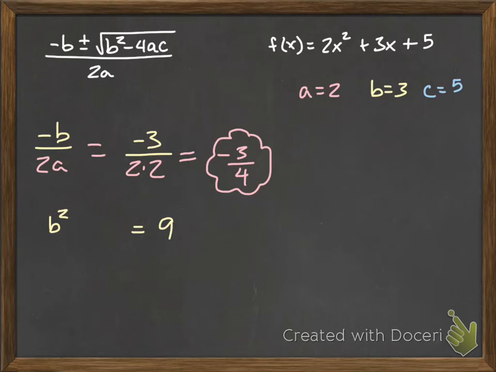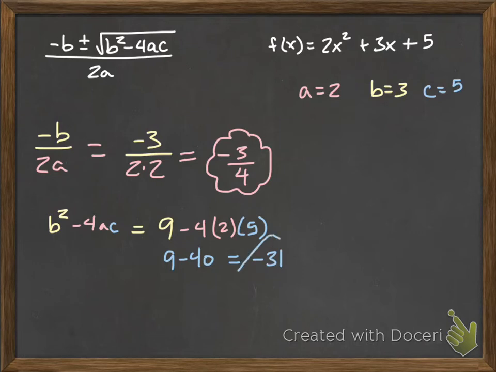And then we want 4ac, so minus 4 times a times c. So we have minus 4 times 2 times our c, which was a 5. Well, 2 times 5 is 10, times 4 is 40, so this is 9 minus 40. That gives us a negative 31.